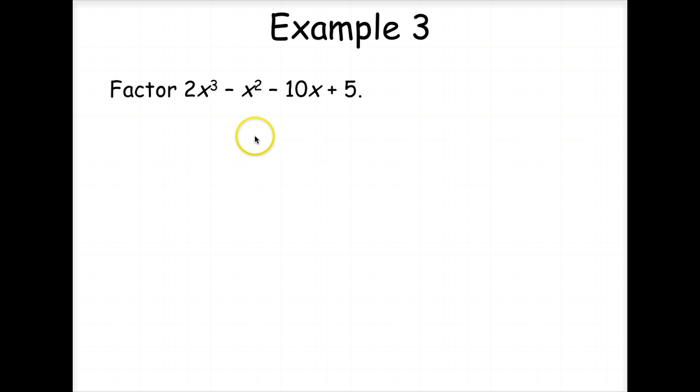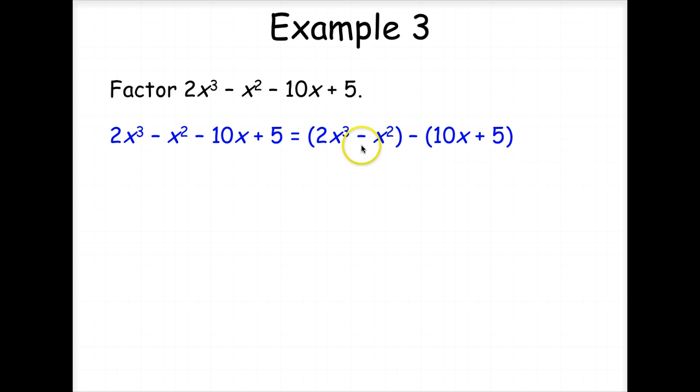The whole goal is to try to get inside the parentheses what's left over, have it identical in both of them. Okay, again, let's group the first two and the last two. So there's the first two, the last two. If we pull out an x squared here, we're going to be left with a 2x minus 1.